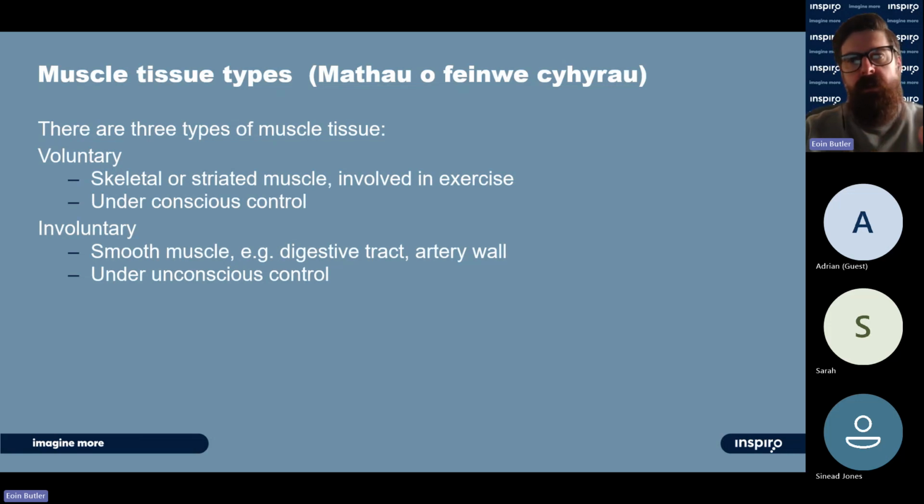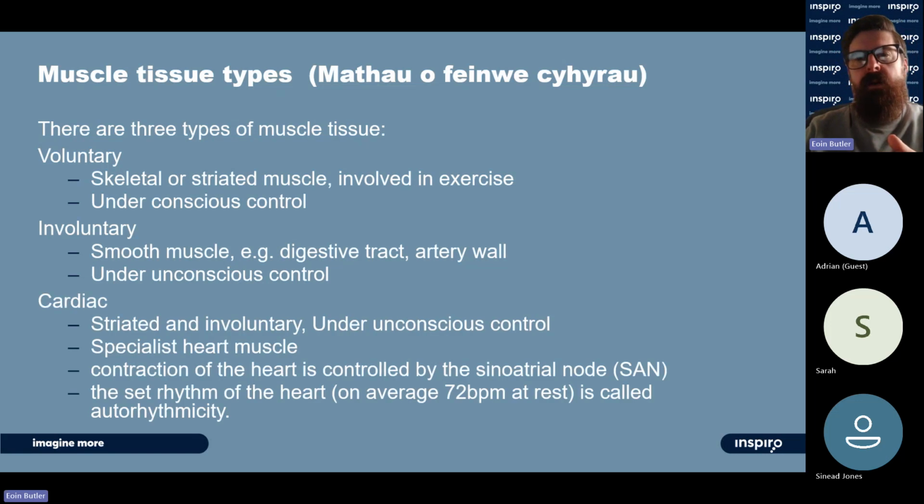Similarly, with the artery walls, as blood flows through the body, the walls of the arteries will contract and relax. We cannot control that. We can't stop that from happening. So with skeletal muscle, we have control. We decide to contract and relax it. When it comes to involuntary muscle, smooth muscle, we have no control over whether they contract or relax.